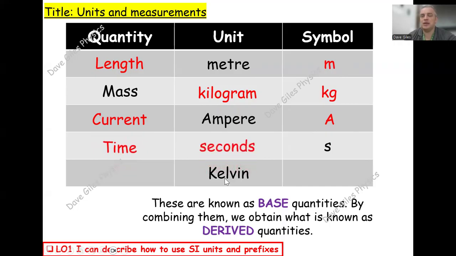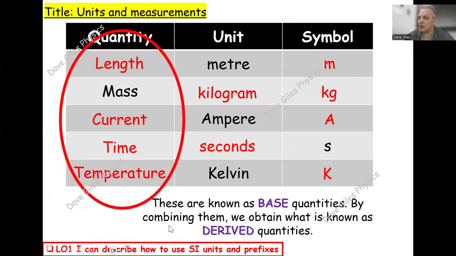And finally, Kelvin, you might not have heard of this one before. That is temperature. And we use letter K. And like I say, there's one more, there's the mole. We use the symbol mol, and that is for more of a chemistry one. Okay, so like I said, these are the base quantities plus the mole.